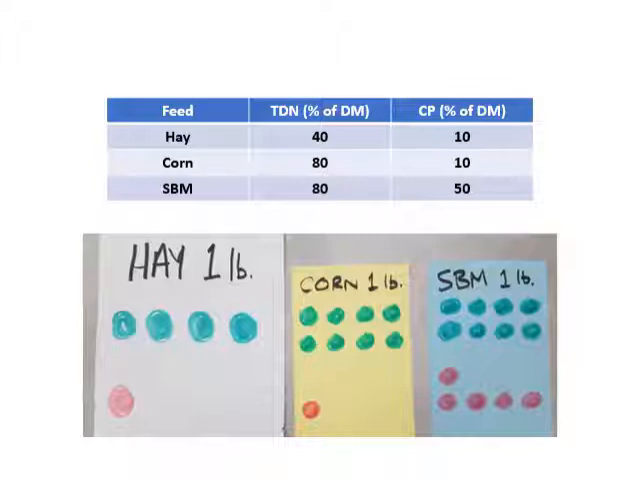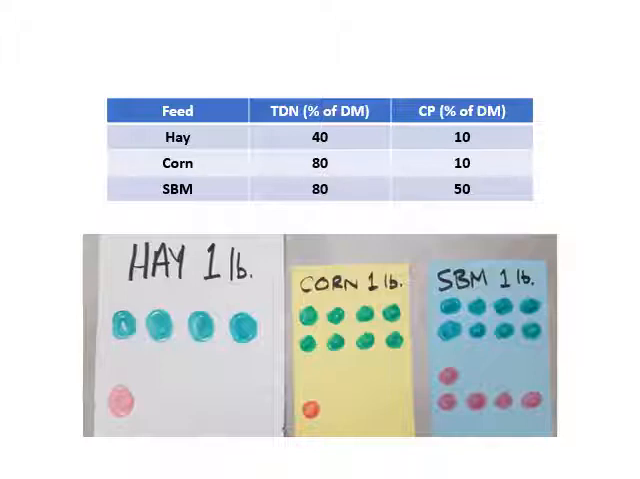If we look at corn and what 1 pound contains, we see that it's 80% TDN. So we're going to have 1, 2, 3, 4, 5, 6, 7, 8 dots here, each representing 1/10 of a pound. Each pound of corn has 8/10 of a pound of TDN. On a protein basis, we're the same as hay, 1 red dot representing 1/10 of a pound of crude protein.